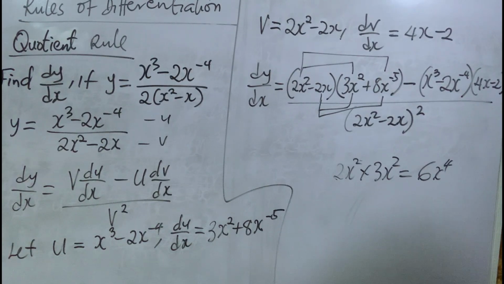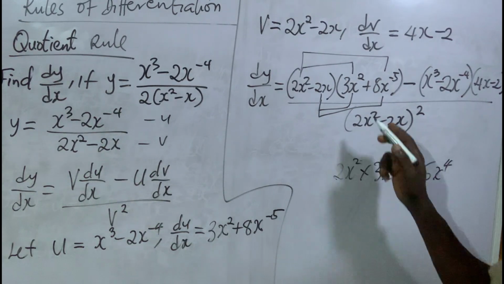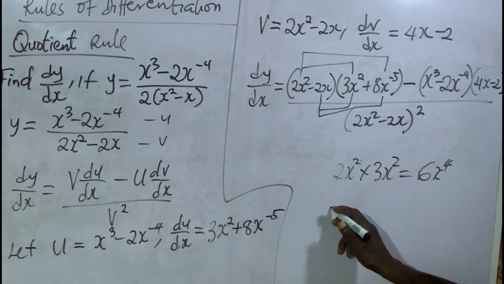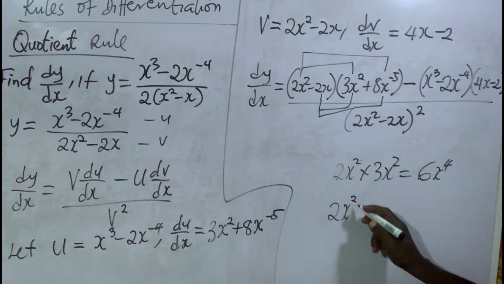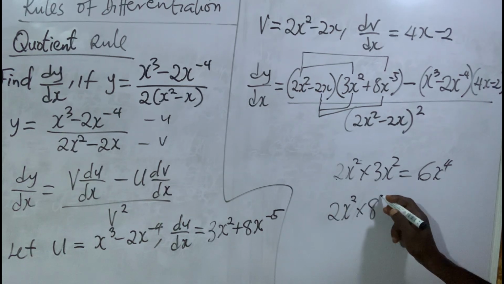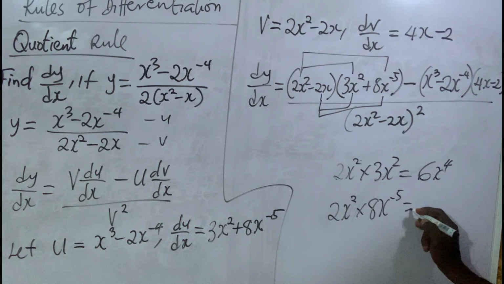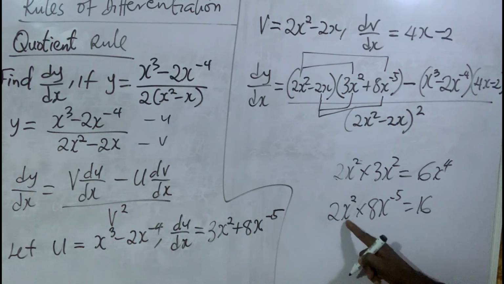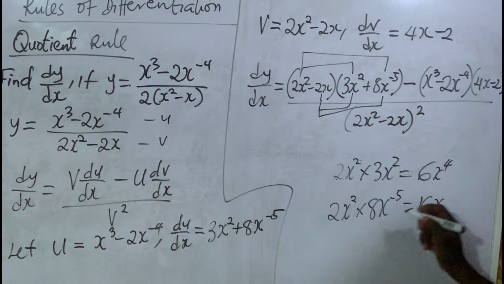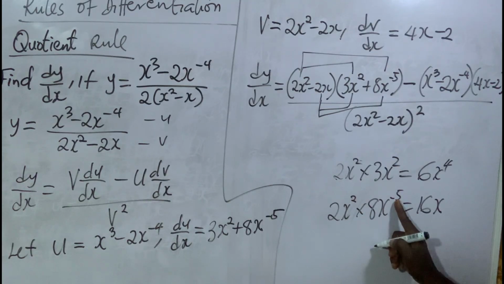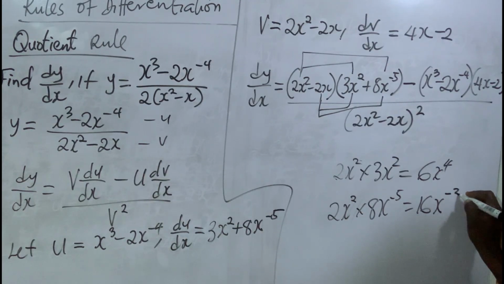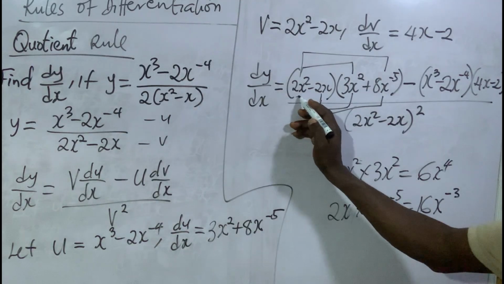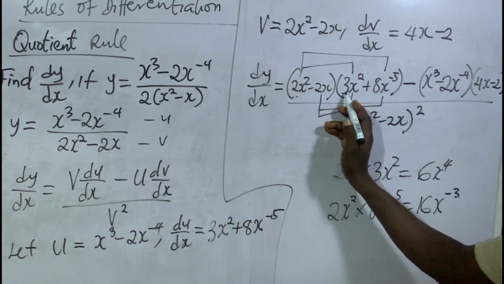Okay? Then if we do the second one, 2x squared times 8x raised to the power minus 5. The same thing. 2 times 8, 16. x squared times x raised to the power minus 5, take the common base, add the power. That will be 2 minus 5, that will be minus 3. So this is how you'll be doing them one by one. When you are through with the first one, you come to the second one, multiply again.